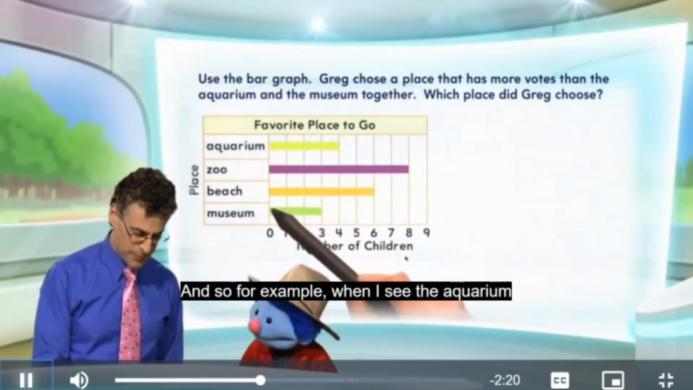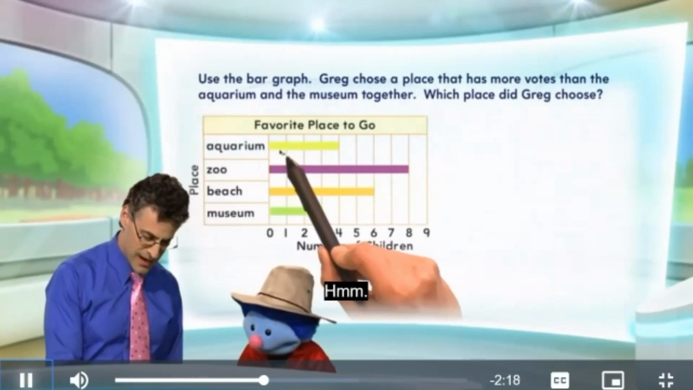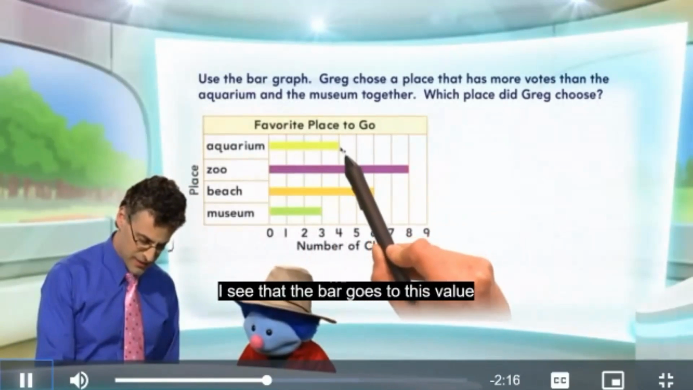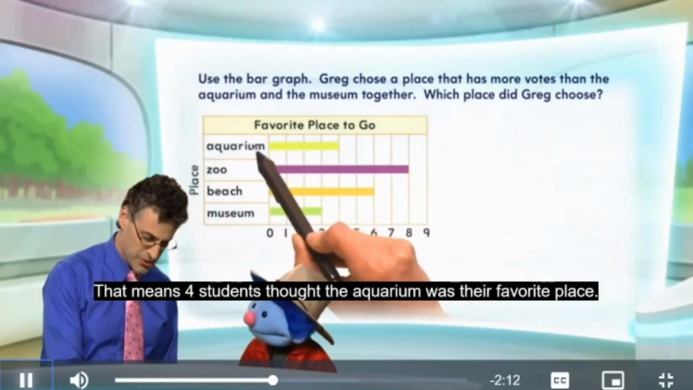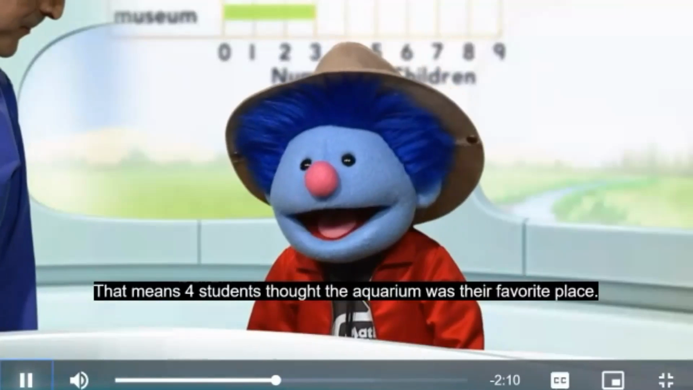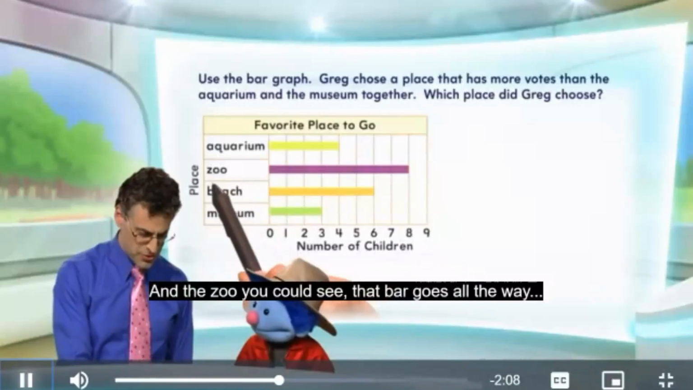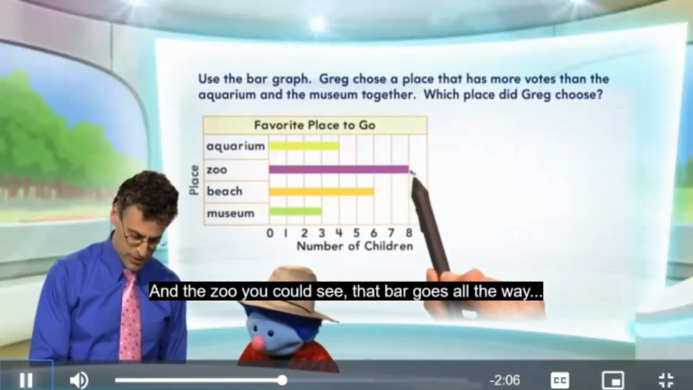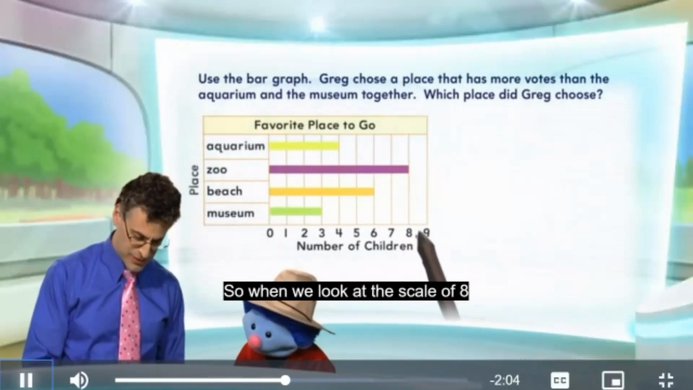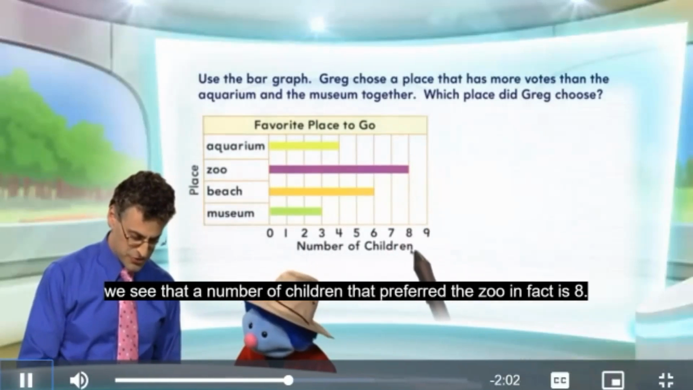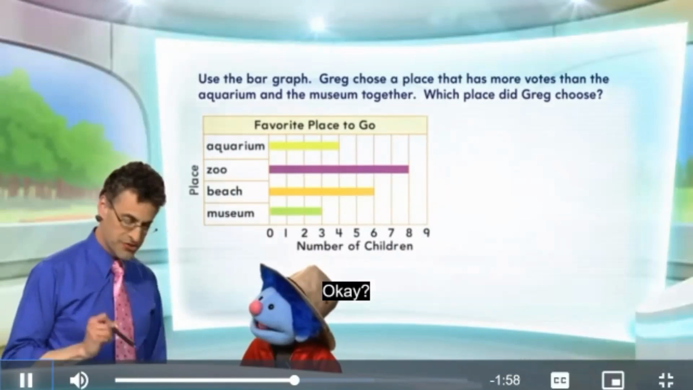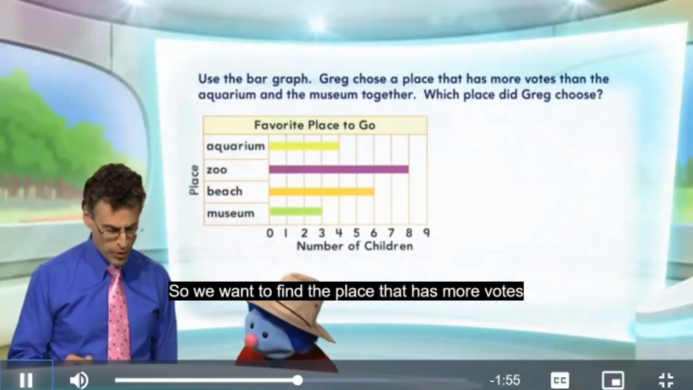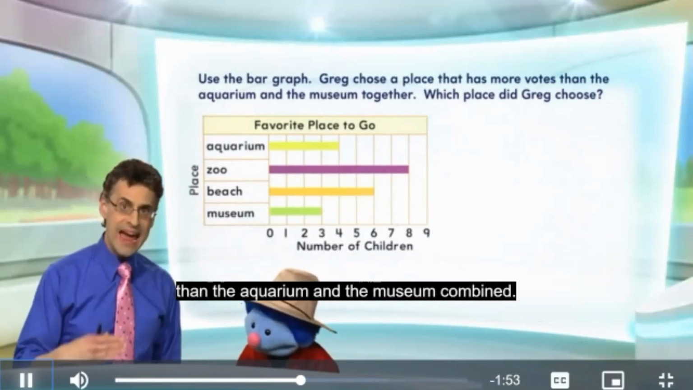So, for example, when I see the aquarium, I see that the bar goes to this value, which if I go down, is 4. That means 4 students thought the aquarium was their favorite place. And the zoo, you could see, that bar goes all the way to 8. So when we look at the scale, the number of children that prefer the zoo is 8. So we want to find a place that has more votes than the aquarium and the museum combined.